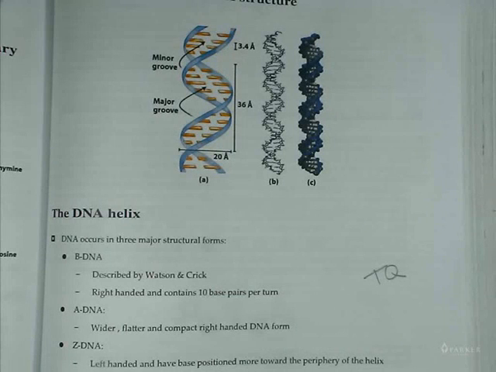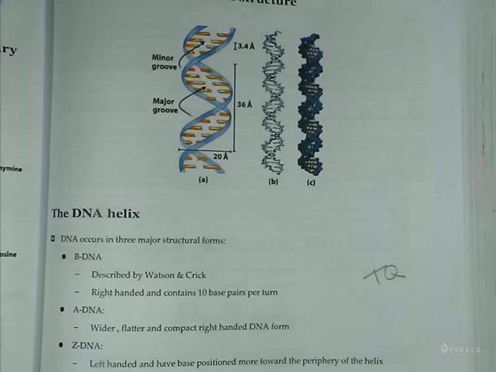This is right-handed and contains 10 base pairs per turn. When we were doing proteins, was the right- or left-handed one more stable? Right's always more stable. So it makes sense that the right-handed helix in DNA would also be more stable. How I remember that is you need to be right. Don't be wrong, be right.